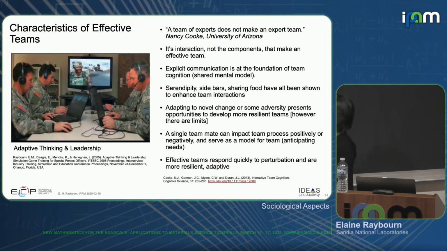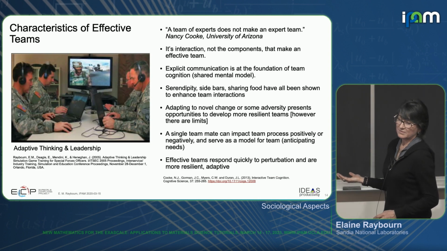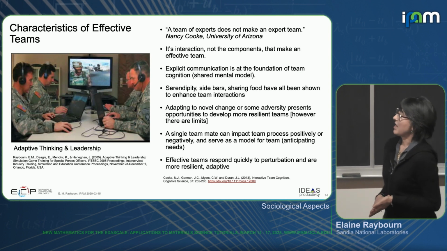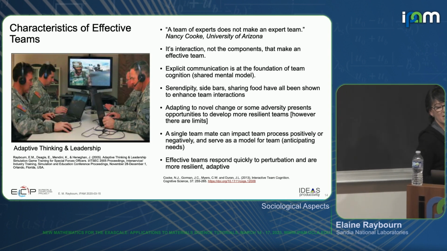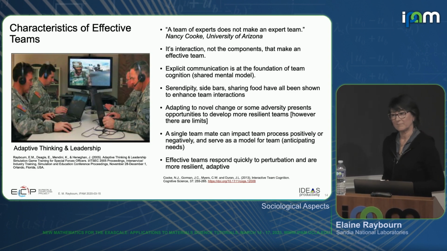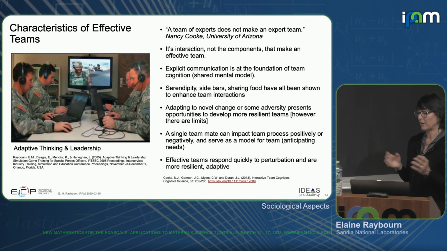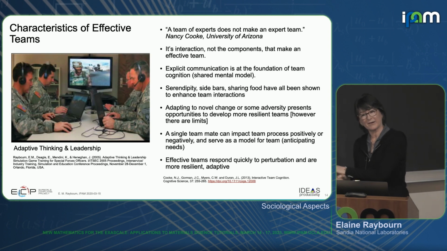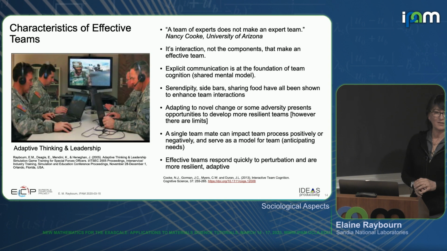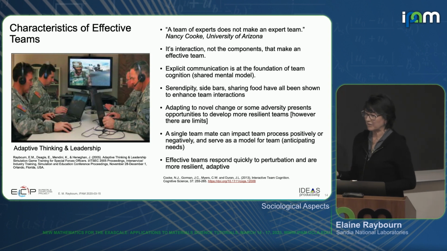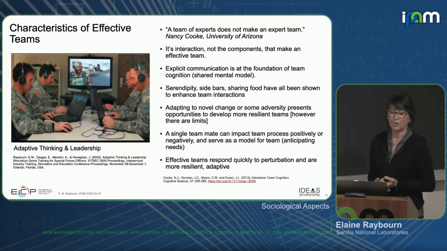So this next set of literature comes from team effectiveness. This is the team effectiveness literature, interactive team cognition. And so I have a quote here from Nancy Cook, University of Arizona, and she says, "A team of experts does not make an expert team." So having a team or a group of individual players doesn't necessarily make that team expert. That's because to be an expert team, it requires a certain amount of effort toward communication and interaction. And so it's the interaction actually that makes the team effective, not necessarily the components.